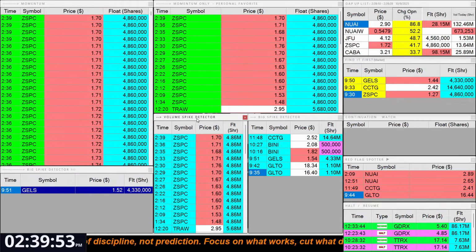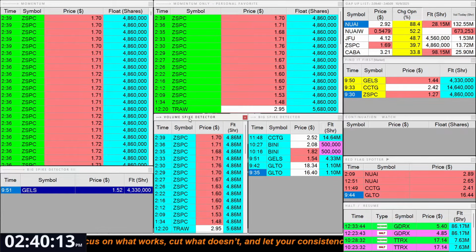This one here, volume spike detector, it's looking for spikes in volume. So it may be something that's getting volume, but it may not align with what I'm trying to do because, again, just because a stock has volume and shares to trade doesn't make it a good setup, right? It has to meet other requirements, and we can build that into our scanners here in Trade Ideas.